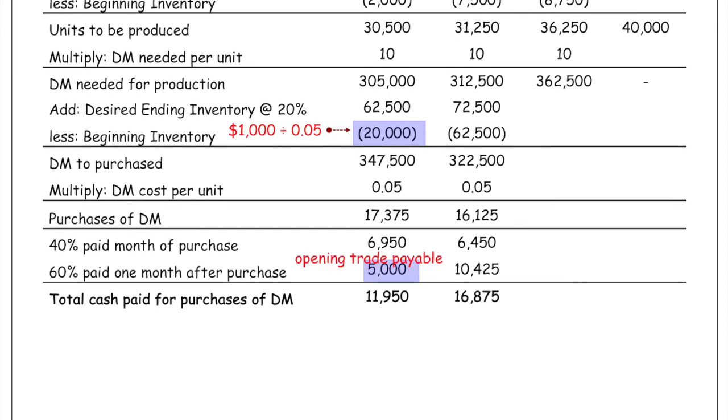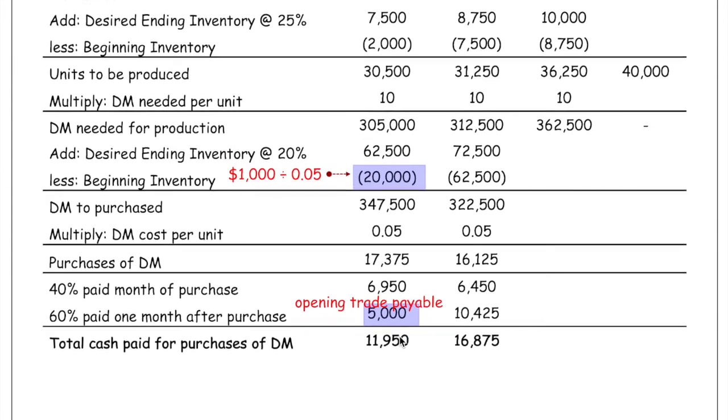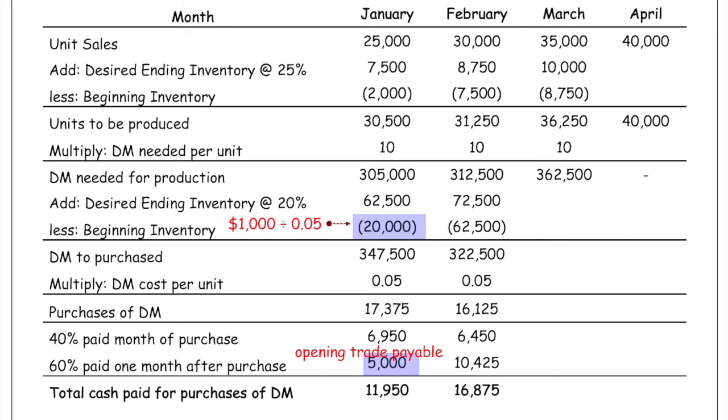So there we have it. At this point, we've successfully produced a sales budget, a schedule of cash collections from customers, a production budget, a DM purchases budget, and a schedule of cash disbursements for the purchases of DM. And now that we've done that, the final step is going to be to set up our cash budget.